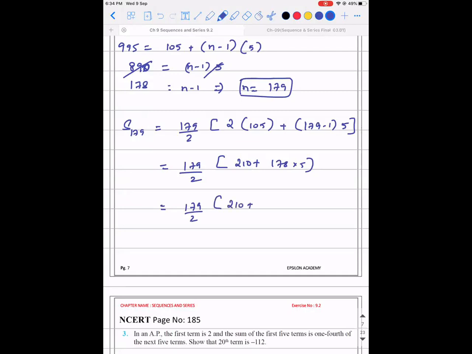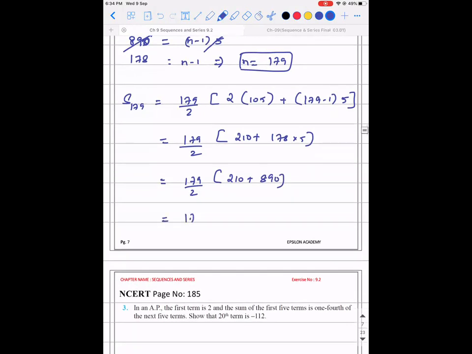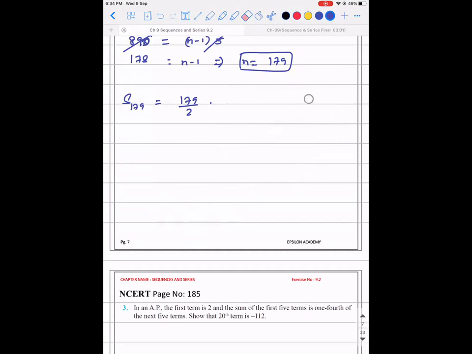Yes, sir. On the screen, sir. 178 into 5 is again 890. So 179 by 2. Actually, we need not do all these things. What is a smarter way to solve this problem? Why are we applying the standard formula? We know that it is n by 2 into A plus L, first term plus last term.